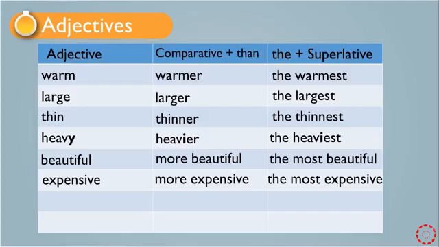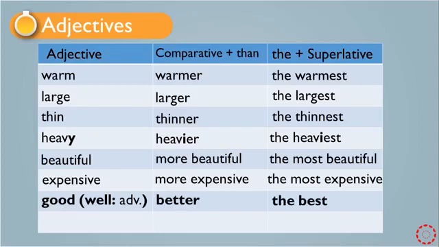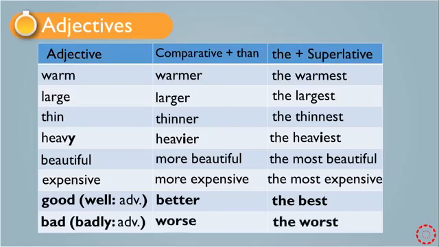Good, it is irregular. Good, better, the best. It is irregular. Bad, worse, the worst. You have to know these irregular adjectives.